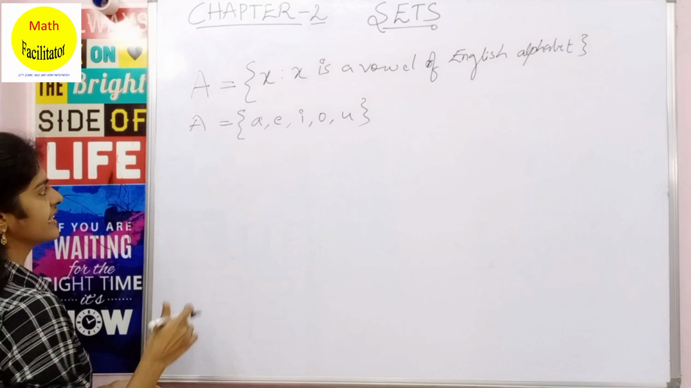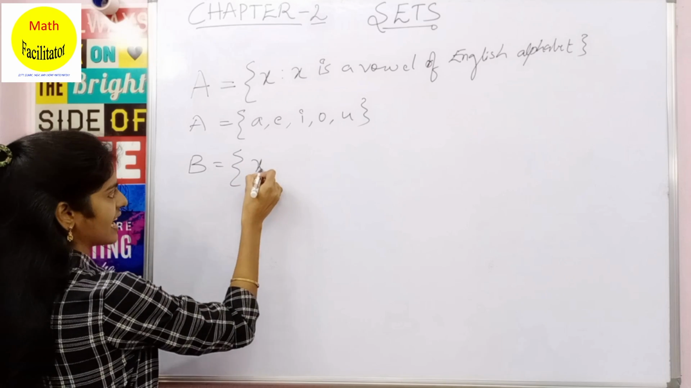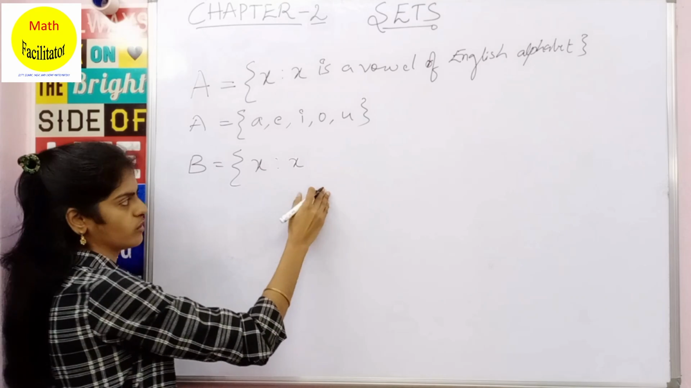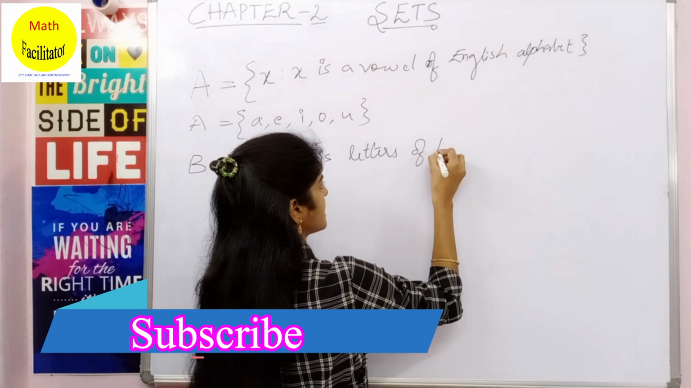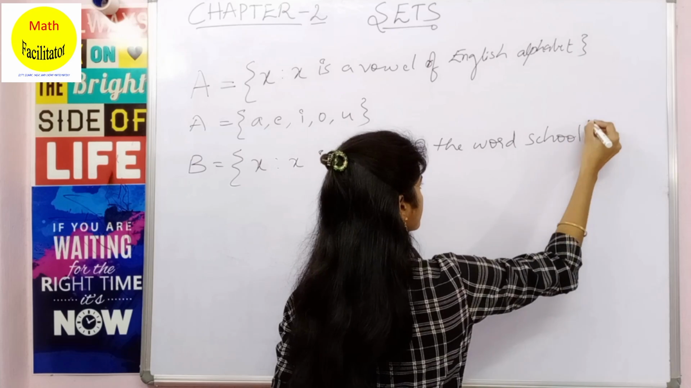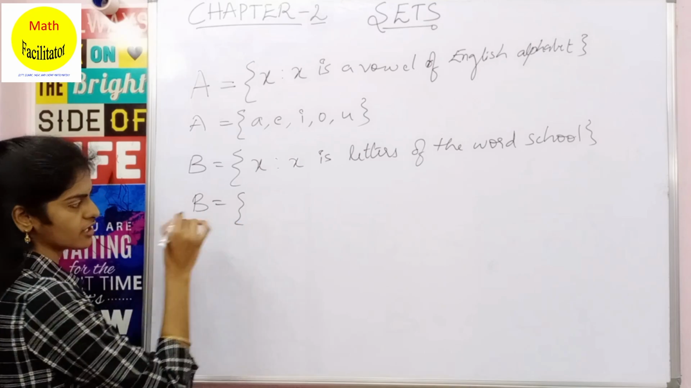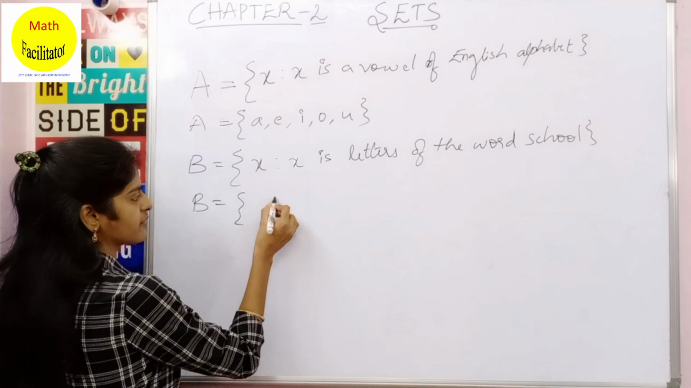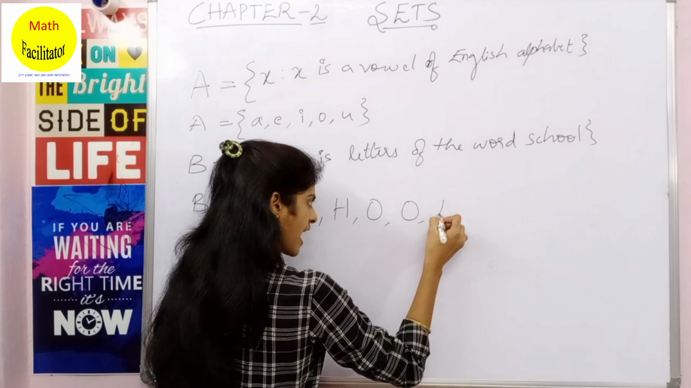Clear? Now the next example, suppose I take a set B, and B contains elements x such that x should be the letters of the word school. So x is a letter of the word school. Now the same thing if you want to write it in roster form, x is a letter of the word school. Now in school what letters do you have? You have S, you have C, you have H, you have O, you have O, and you have L.